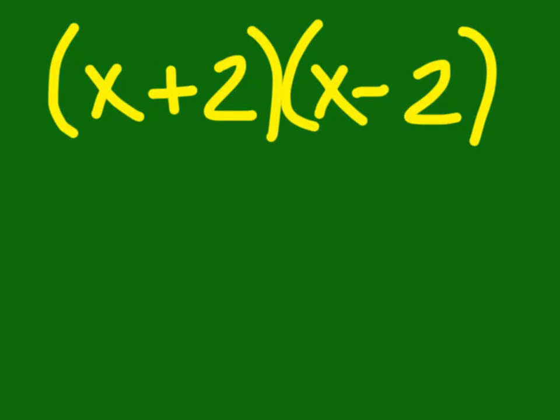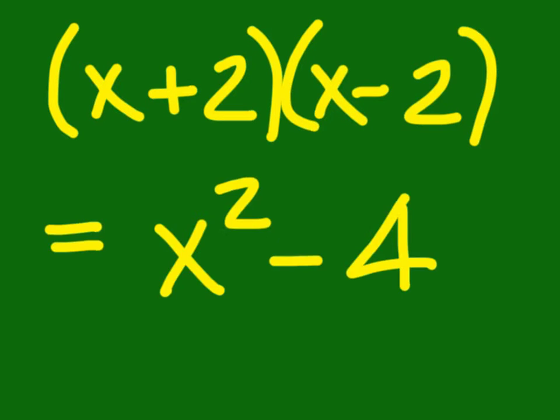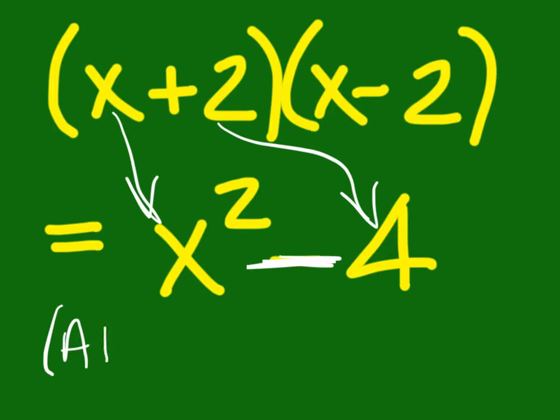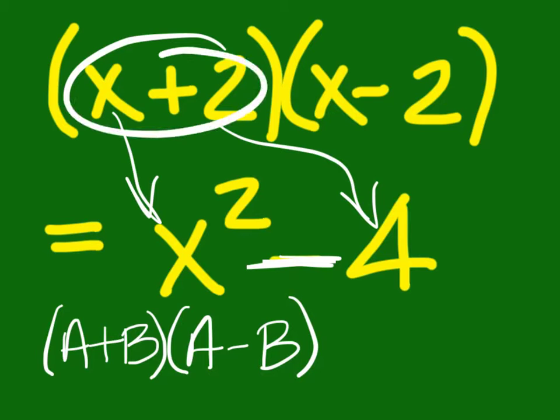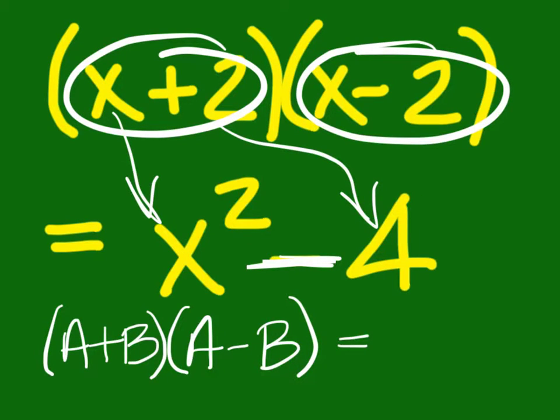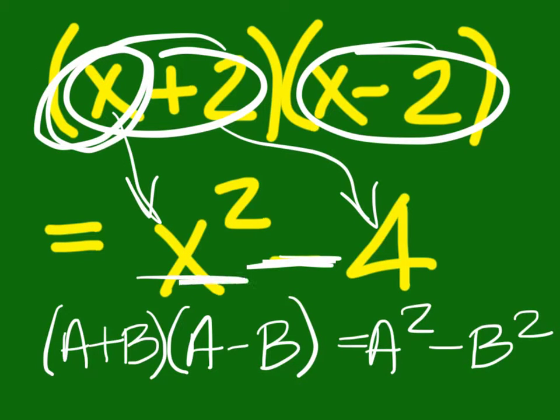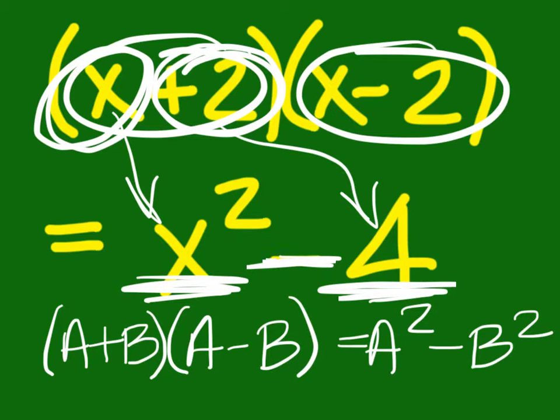If I had x plus 2 and x minus 2, I would come up with an answer of x squared minus 4 because I square the x, square the 2, and put a minus sign in the middle. It follows the pattern: a plus b, a minus b, x plus 2, x minus 2. And remember, it turns out to be a squared minus b squared. We squared this to get x squared, and we squared this to get 4. It's always going to be minus.